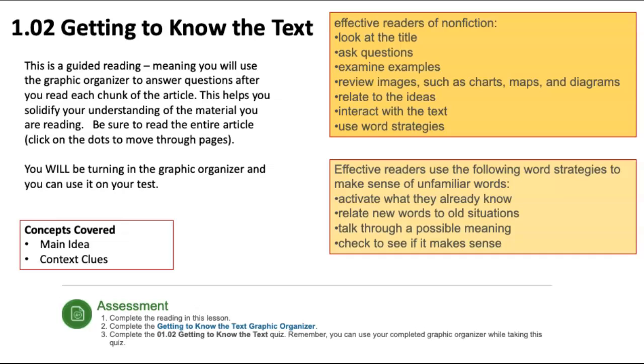All right. They also talk through a possible meaning. And sometimes when you talk to yourself out loud, it sort of cements your learning a little bit more. Your brain really likes to hear that, especially those of you that are auditory learners. And then they check to see if it makes sense. So you're going to talk through that meaning.